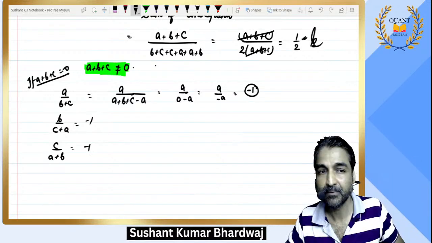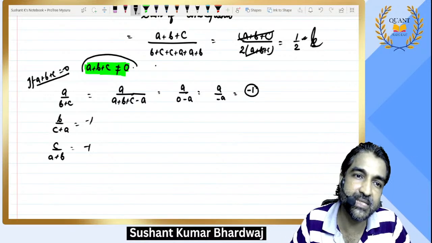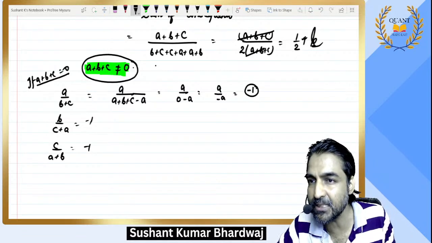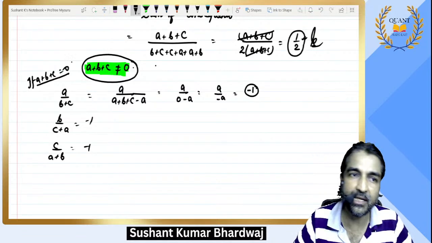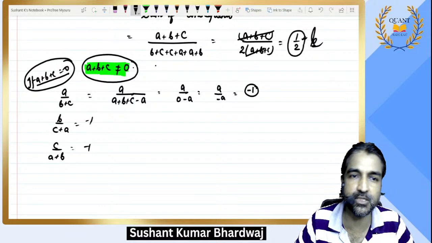And remember one thing, if A plus B plus C is not equal to 0, then each ratio will be equal to 1 upon 2, and if A plus B plus C is equal to 0, then each ratio will be equal to minus 1.